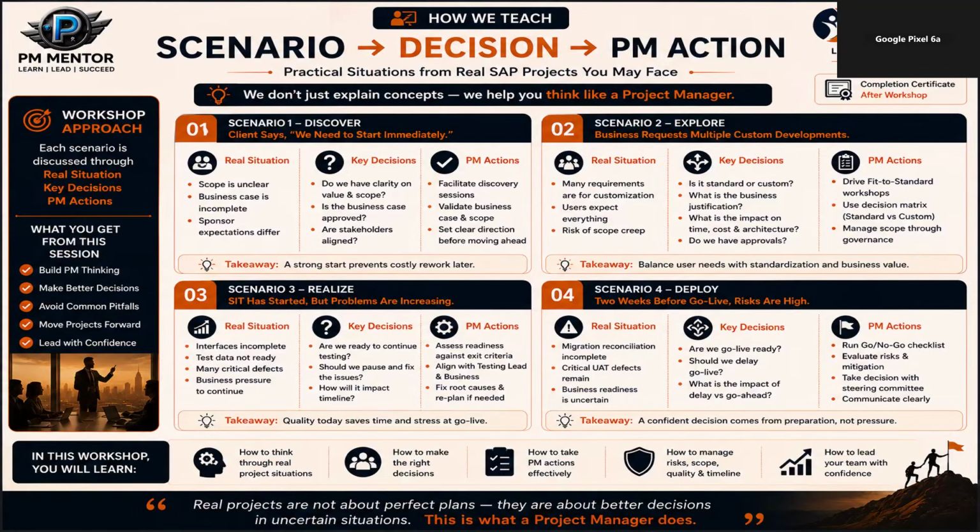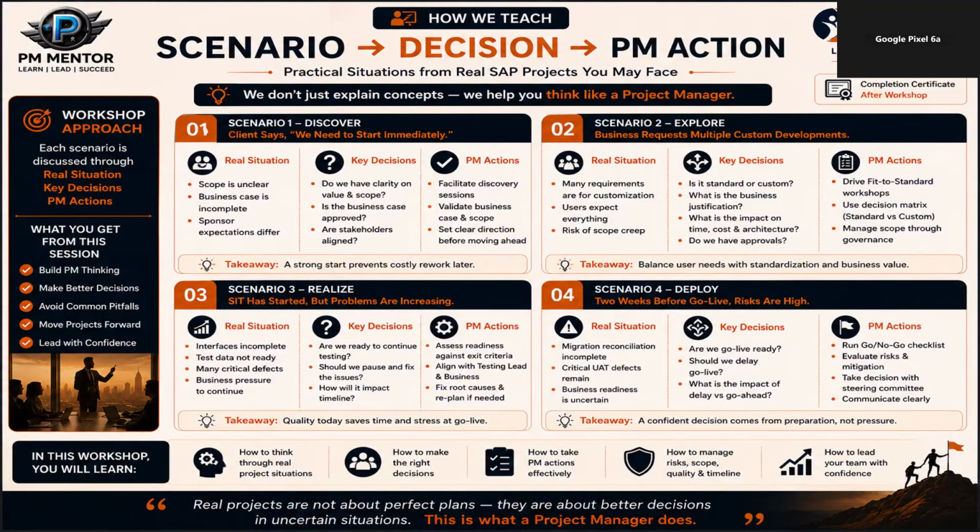Are critical business processes working? Which defects are still open? Can those defects be accepted? Who accepts the risk? Is migration reconciled and are critical integrations stable? Is the business ready? Is the cutover plan ready? Is support ready? What is the impact of going ahead? And what is the impact of delaying? Then the right governance body takes the decision.